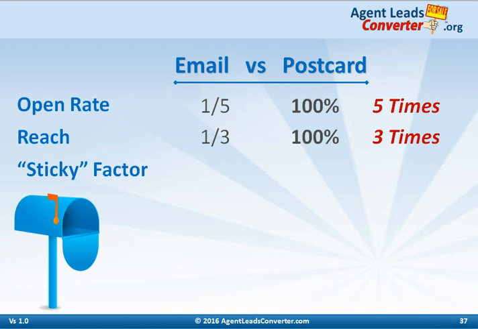And third is what we call the sticky factor. The sticky factor is how effective is your marketing in making your brand stick in the homeowner's mind. After all, if you don't get top-of-mind awareness, you won't get the listing. Emails have a low sticky factor. When prospects get them, they usually scan them rather than fully read them, delete them immediately, and forget about them as soon as they open up the next email. If you're trying to make a lasting impression, email isn't it.